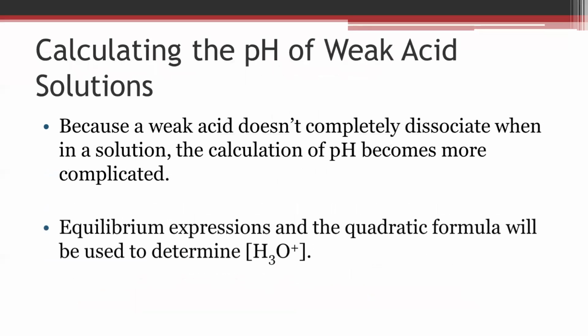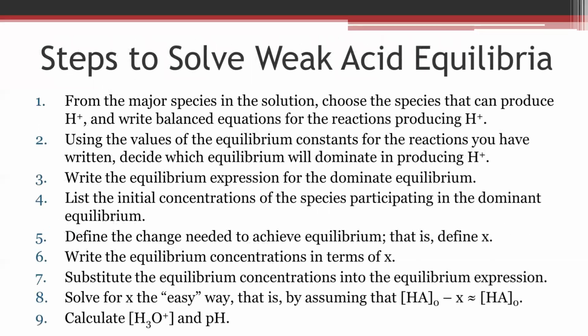When we have to calculate the pH of a weak acid, it becomes a little bit more complicated, where we will have to use equilibrium expressions, hopefully not the quadratic formula, but possibly if we cannot make an assumption. Then we'll determine the hydronium concentration, which can lead us to solve for pH. We have to do the equilibrium ICE chart first to solve for our concentration, and then plug into our pH equations, which just makes it a little bit more difficult.